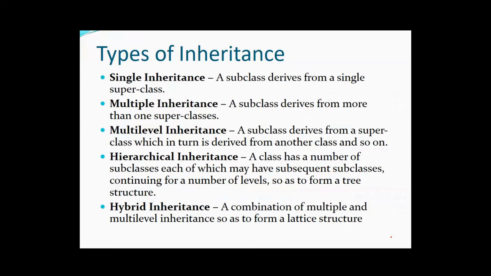We also have types of inheritance: single inheritance, multiple inheritance, multi-level inheritance, and hierarchical inheritance, or hybrid inheritance. Now, the single inheritance: a class inherits from a single class. This is what? Single inheritance. But if the class inherits from multiple classes, we call it what? Multiple inheritance.